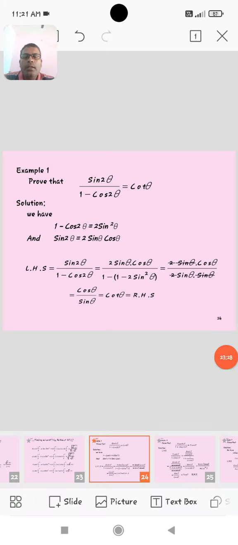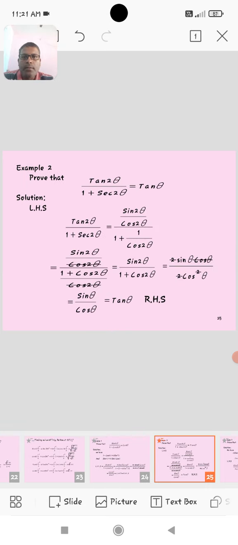Here you just remember this one. Here we have to apply the multiple angle formula. 1 minus cos 2 theta is equal to 2 sin square theta, and sin 2 theta is equal to 2 sin theta cos theta. In the place of sin 2 theta we write 2 sin theta cos theta, and 1 minus cos 2 theta in the place of 2 sin square theta. In both numerator and denominator, 2 cancel, sin theta cancel, we get cos theta by sin theta, which is equal to cot theta.